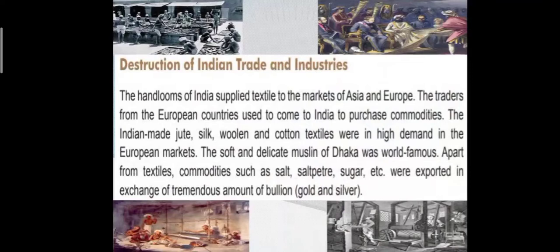Apart from textiles, commodities such as salt, saltpeter, sugar, etc. were exported in exchange of tremendous amount of bullion, that is gold and silver. As far as the commodities produced in our country are concerned, we were rich in not only wealth but also raw materials supplied in the form of jute, silk, woolen and cotton textiles. Secondly, the spices and other commodities like salt, saltpeter, sugar, etc. were also exported to Asian and European countries in exchange of gold and silver.